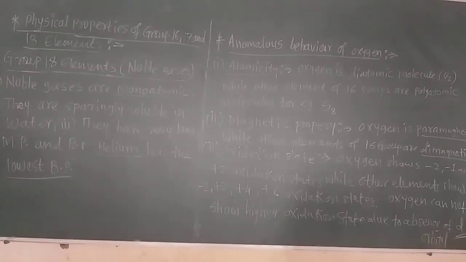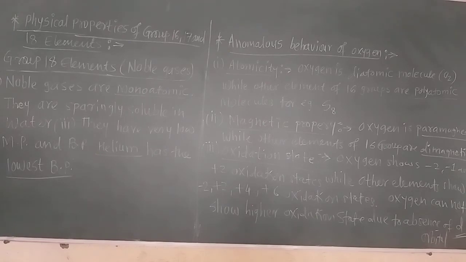Now let us see the physical properties of the group 18 elements, that is the noble gases. Noble gases are always monoatomic. That means the atoms of the noble gases are the molecules. That means there are no molecules in noble gases, only atoms. Why? Because their outermost shell is completed, so no two atoms can combine to form a molecule. So noble gases are monoatomic. That means only one atom of the noble gas is in one molecule.